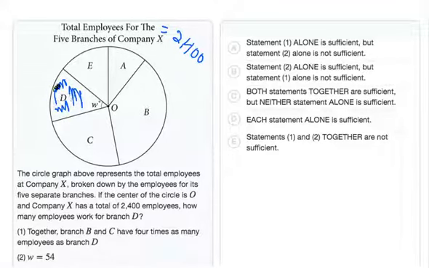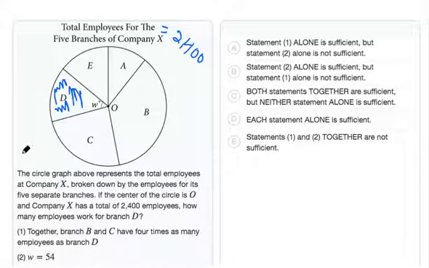Now, in order to find the number of employees for branch D, we need to know the percentage for this slice of our circle graph. So if we did know the percentage that branch D represents in terms of the total company, we can multiply that percentage by 2,400 to get our number of employees. Now our percentage is going to be represented by how many degrees we have out of 360 degrees.